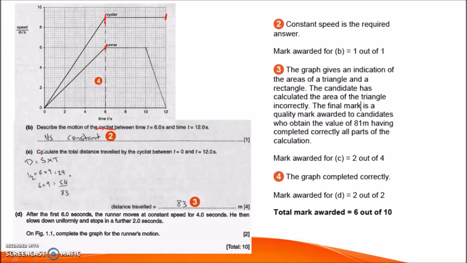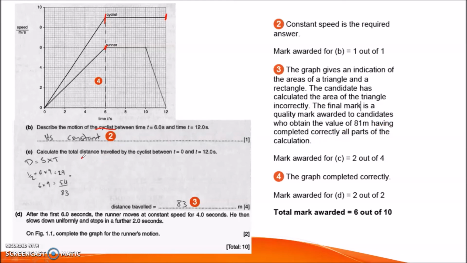Okay, 1C. Calculate the total distance travelled by the cyclist between T0 and T12. Let us look at the candidate's response here. The candidate just writes down D is equal to S times T, which is distance is equal to speed times time. The examiner said that the graph gives an indication of the areas of a triangle and a rectangle. So the candidate has calculated the area of the triangle incorrectly. The final mark is a quality mark awarded to candidates who obtain the value of 81 meter having completed correctly all parts of the calculation.